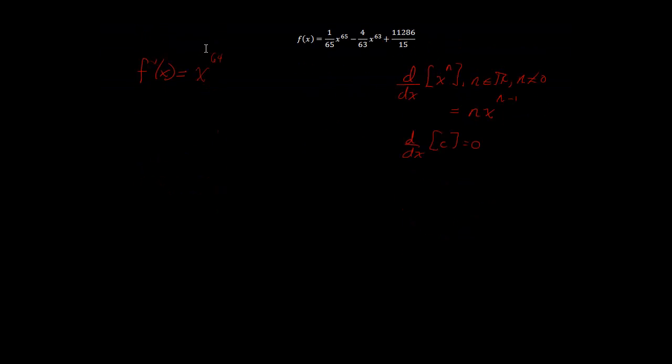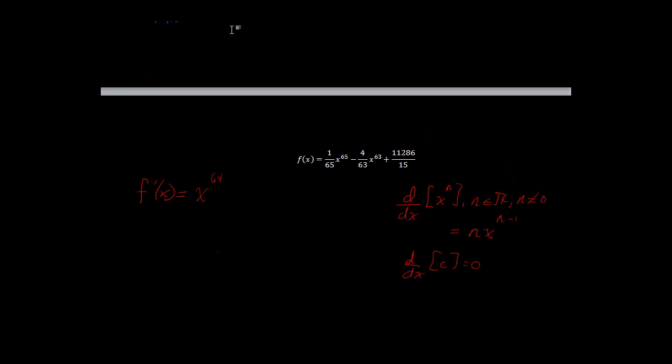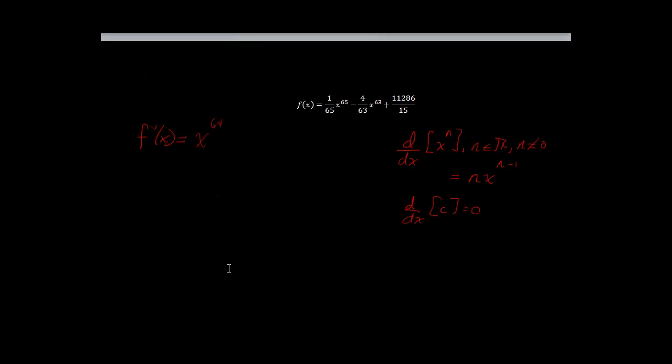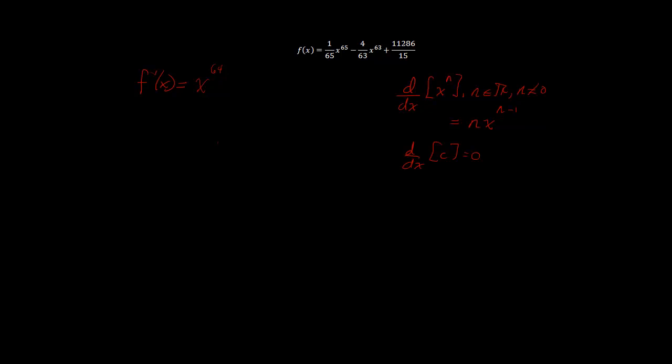And then we are going to subtract off 4/63 times 63, which gives you a value of 4, x to the 62nd power. And we know the derivative of this nasty looking constant just gives you a value of 0, because we're applying our derivative rules. So now this is our derivative. This is f prime of x.